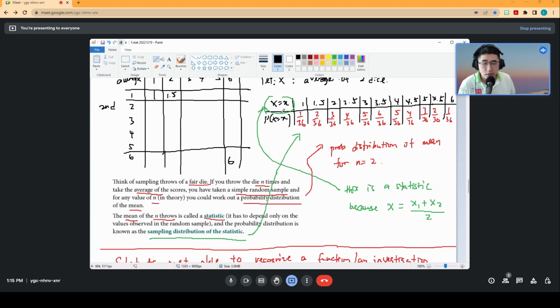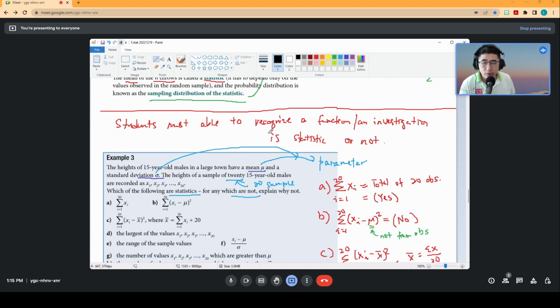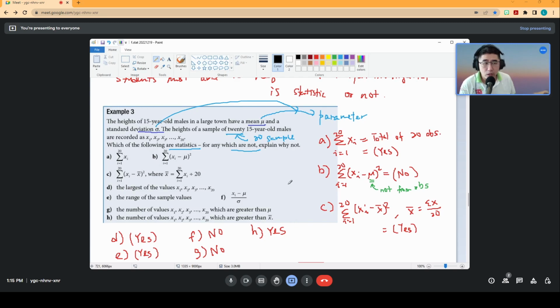This is a statistic, because x̄ equals (x1 plus x2) over 2. This x̄ here, the average of two dice, is a statistic because it only relies on a function of x, whatever you observe. Then students must be able to recognize whether a function in an investigation is a statistic or not. From here we discuss the possible expressions to determine whether it is a statistic or not.